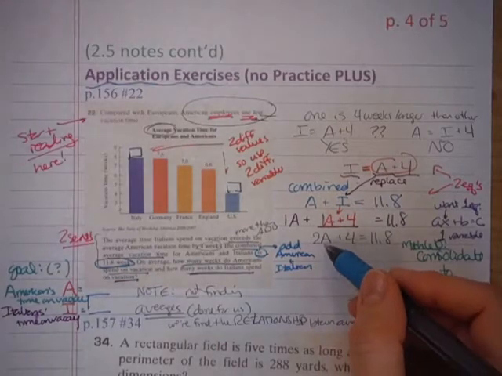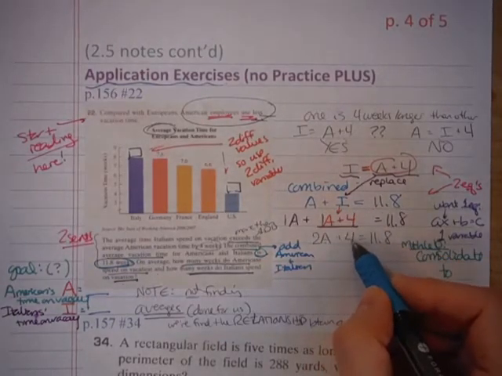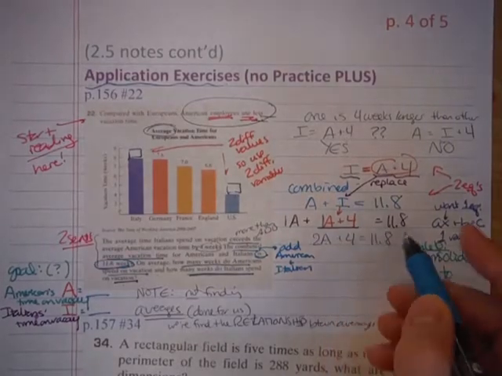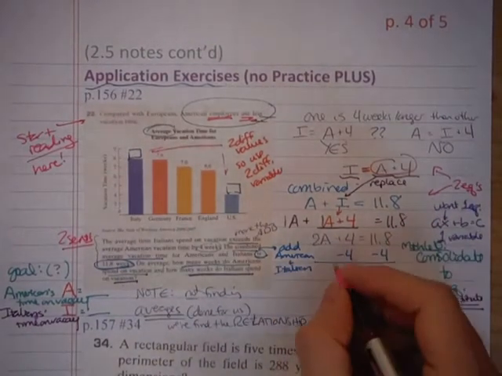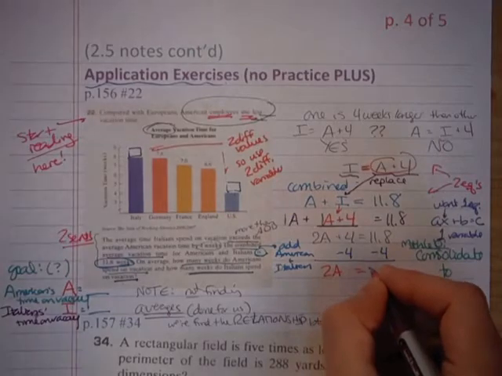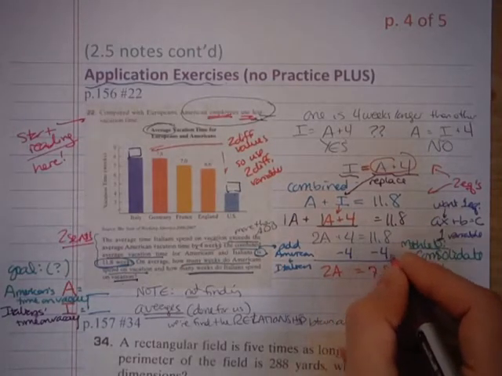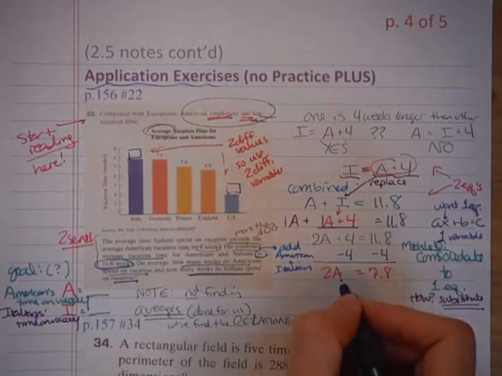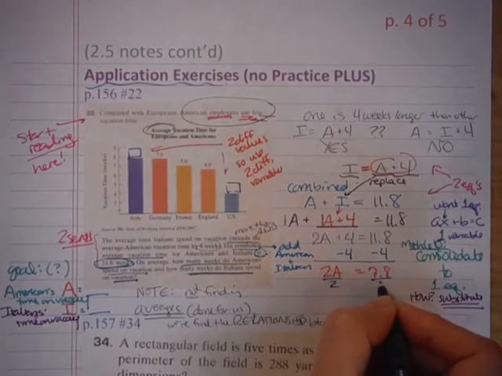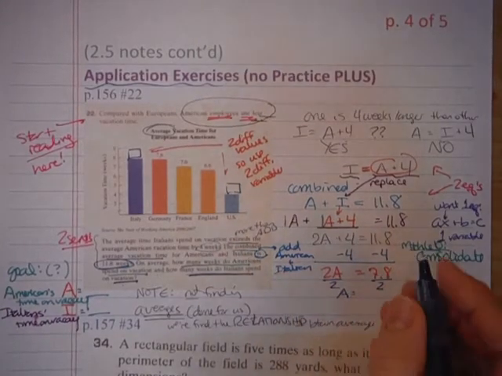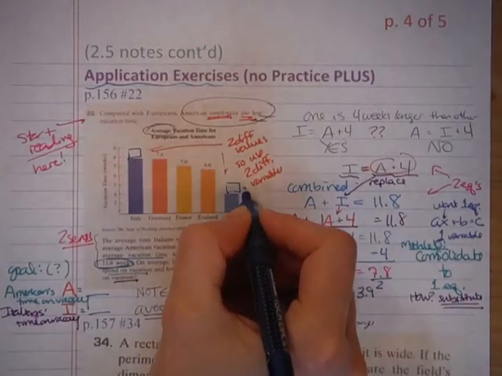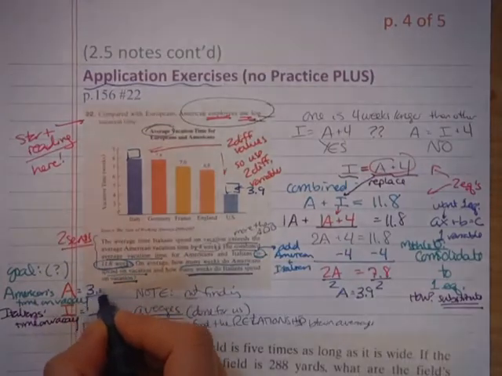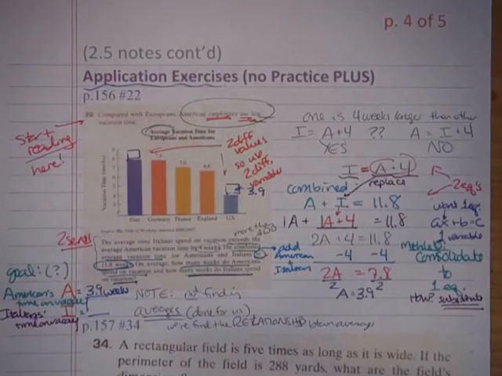Okay? So what's happening to a? It's getting multiplied by 2, and then 4 is being added to it. So I reverse the order. Adding 4 was last, so I do the opposite of that first. I subtract 4 from both sides. I get 2a is equal to 7.8. Now being multiplied by 2, we undo that by dividing both sides by 2, and I get a is equal to 3.9. So now I found out the average number for Americans. I can put that in here. We found that that's 3.9. 3.9 weeks is the average American time spent using vacation time.